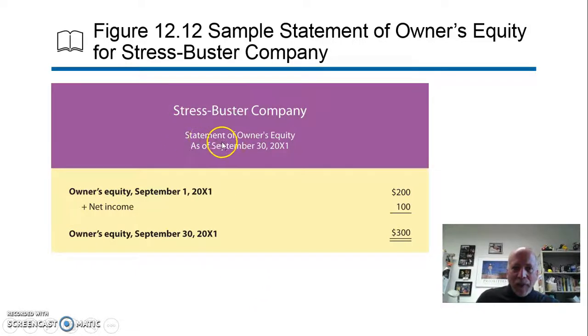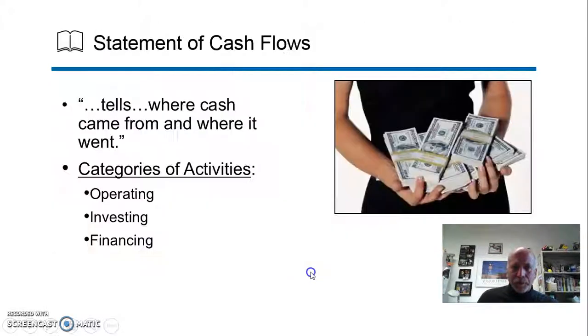So here is a statement of owner's equity. It is as of September 30th. As of September 1st, we had $200 worth of equity. We made $100 during the month of September. That income is left in the business, and so $100 is shown here. And so at the beginning of the month, the owner had invested $200. By the end of the month, the equity had increased to $300.